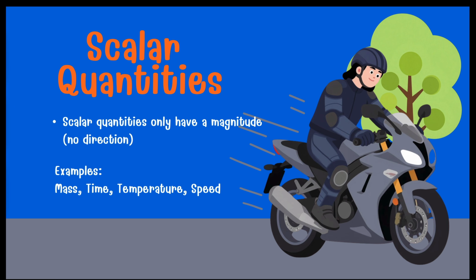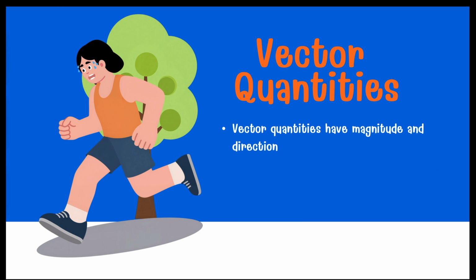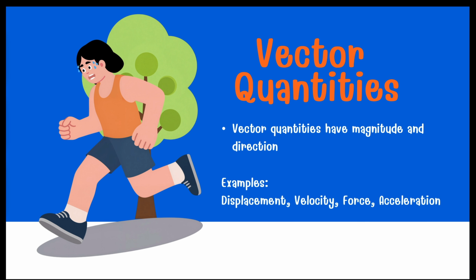Now let's compare this with vector quantities, where direction is essential. Vector quantities have both magnitude and direction. This means that a vector tells us the size of the quantity and the direction in which it acts or moves. For example, displacement is a vector quantity because it tells us how far an object has moved from its starting position and in which direction.